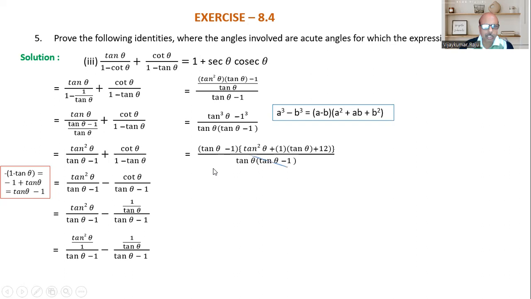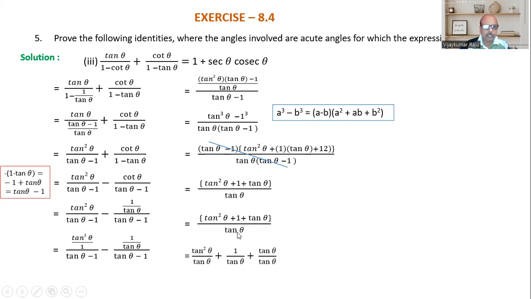This tan minus 1 cancels. So what are you left with? Tan square plus 1 plus tan upon tan. Let us split this below all the three. So you'll get tan square upon tan, plus 1 upon tan, plus tan upon tan. This tan cancels here. This is cot and this is 1. So what you are left with is tan plus cot plus 1. Okay, so this is what we get: tan plus cot plus 1.